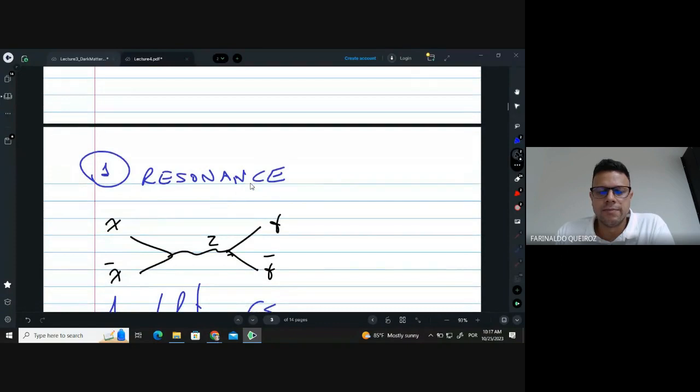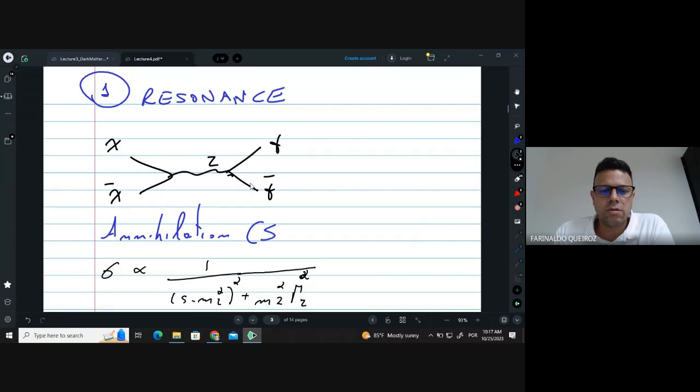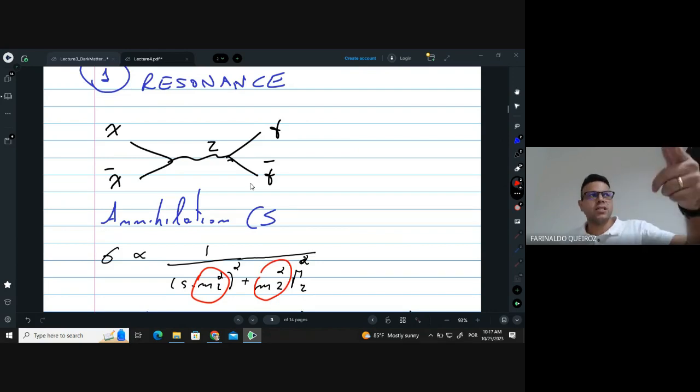90 GeV. Fine. So what happens is the annihilation cross-section is proportional to a propagator in s, the Mandelstam variable, which is related to the center of mass energy squared, minus the mass of the mediator squared, the Z boson, plus the mass of the mediator times gamma Z. Why am I considering this? Because I'm considering the resonance. At the resonance, I have to take into account the width of the propagator.